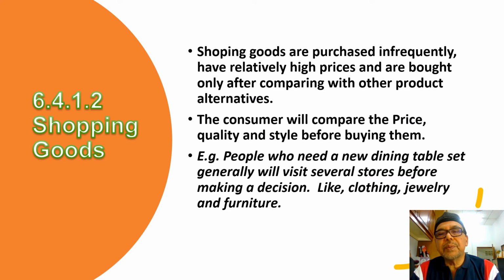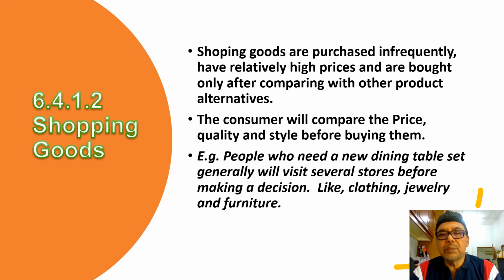Shopping goods are purchased infrequently, not always. They have relatively high price and are bought only after comparing with other product alternatives. The consumer compares price, quality and style. So people who need a new dining table set generally will visit several stores before making a decision, like clothing, jewelry and furniture. This is called shopping goods.